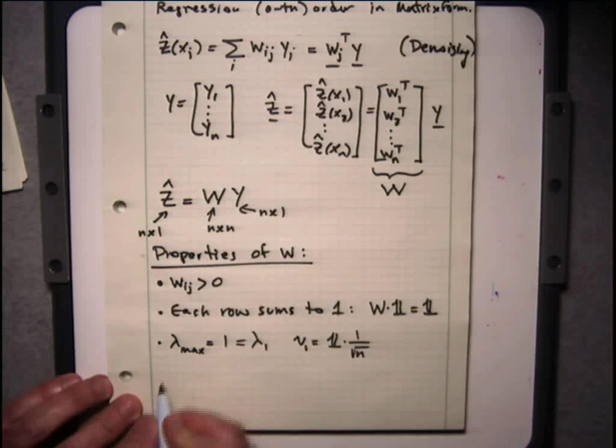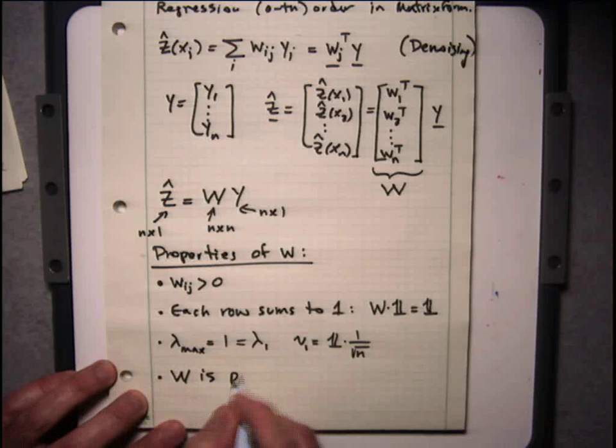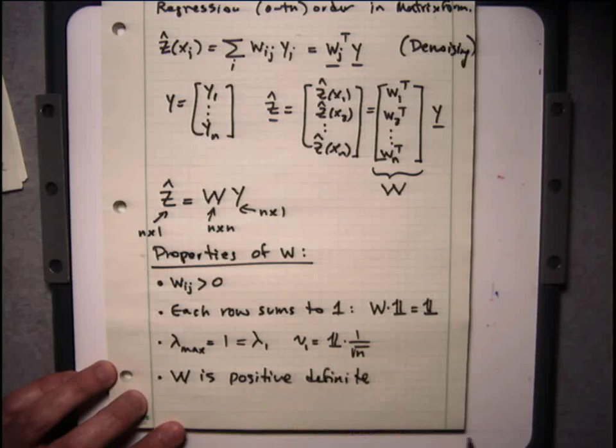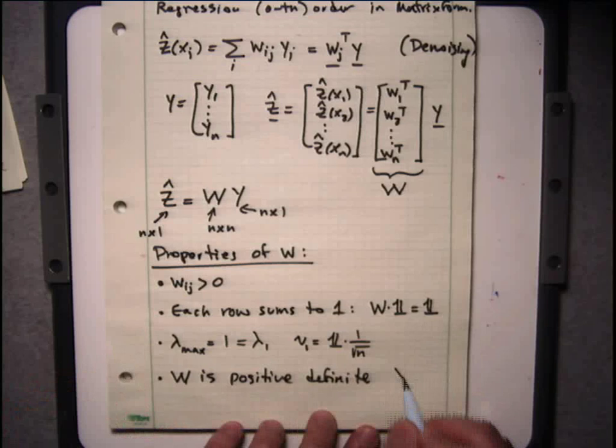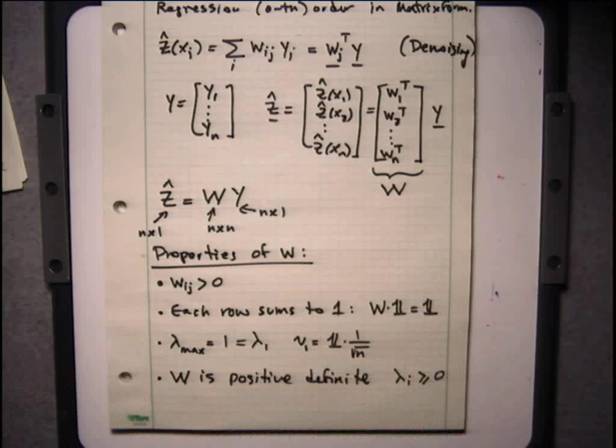The other thing is that W is positive definite. What that means is that the eigenvalues are all bigger than or equal to 0, or at least the real part is bigger than or equal to 0. Now I haven't proved this to you, but it turns out that if you pick a kernel, K, which is positive definite and symmetric, then the corresponding W is guaranteed to be positive definite as well.